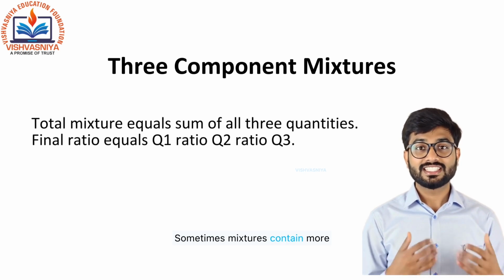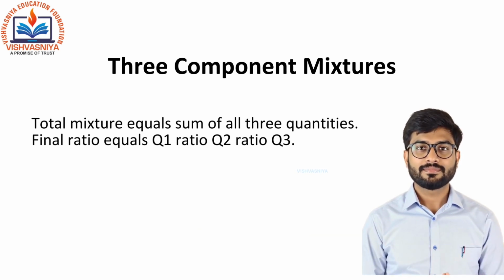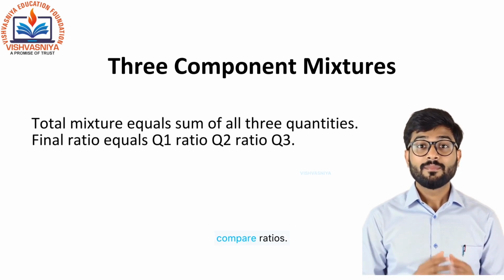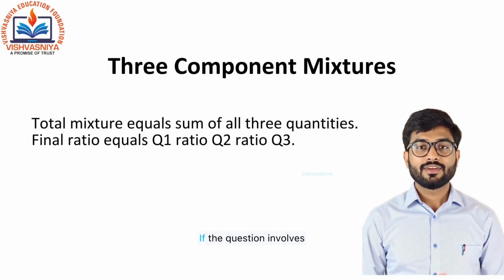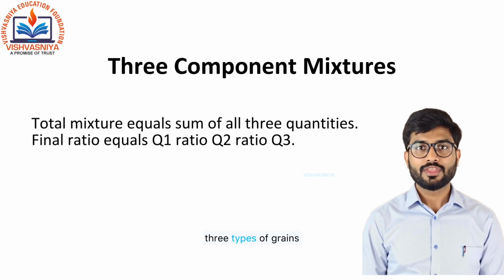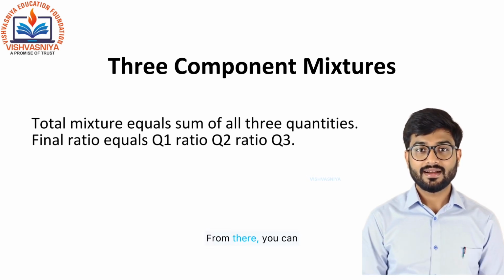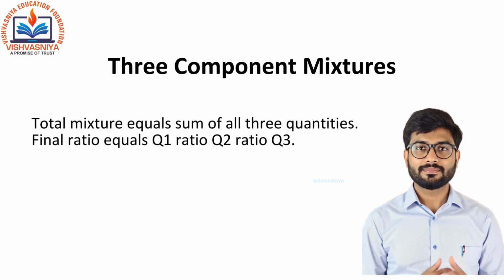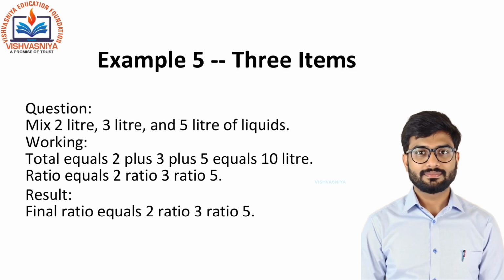Sometimes mixtures contain more than 2 components. The method remains the same: combine quantities and compare ratios. If the question involves 3 types of grains or 3 types of milk, the total mixture quantity equals the sum of all three quantities. From there, you can find individual shares or concentrations. Let us take an example.